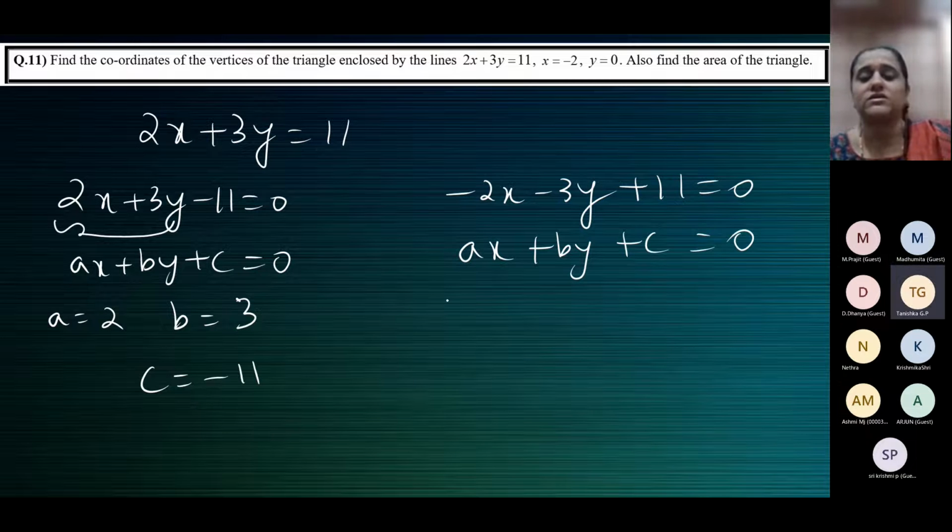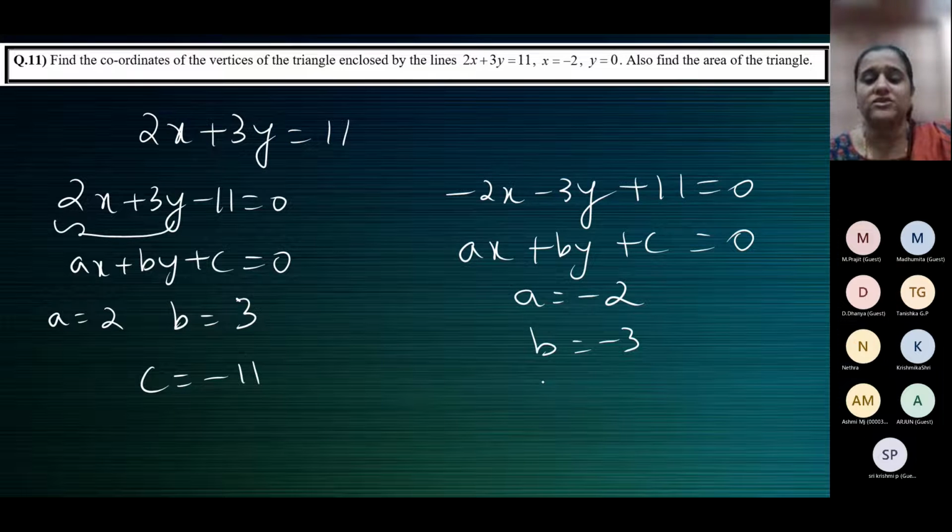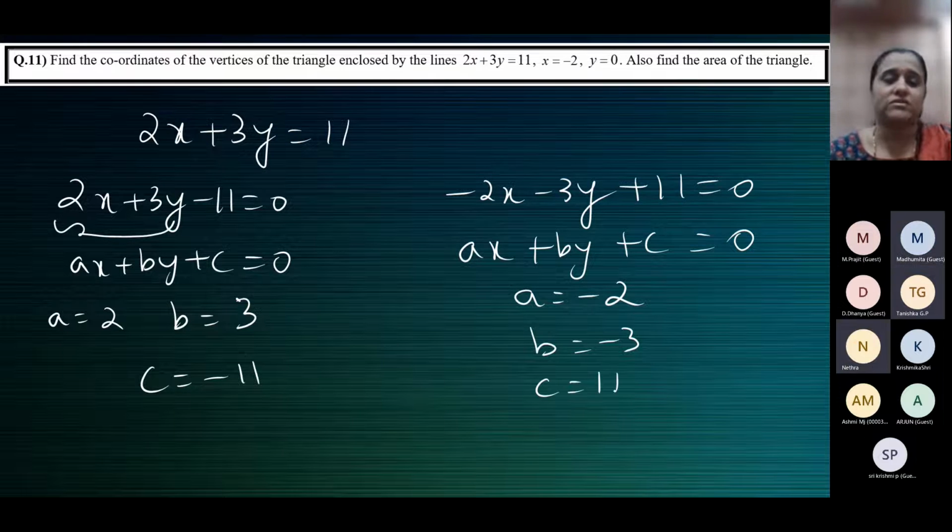Minus 11, ma'am. Very good. What's the value of A here? Minus 2, ma'am. B? Minus 3. And C? 11, ma'am. Correct.